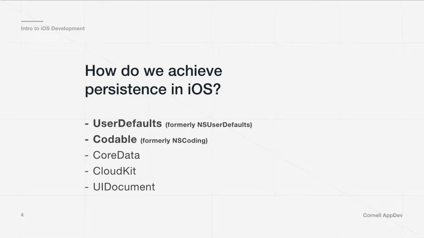So first we're going to talk about how we achieve persistence in iOS. There's a couple ways that you can do this, including user defaults, Codable, core data, CloudKit, and UI document. But today we're going to focus on user defaults as well as talk a little bit about Codable in the case that you want to store a custom object into user defaults.